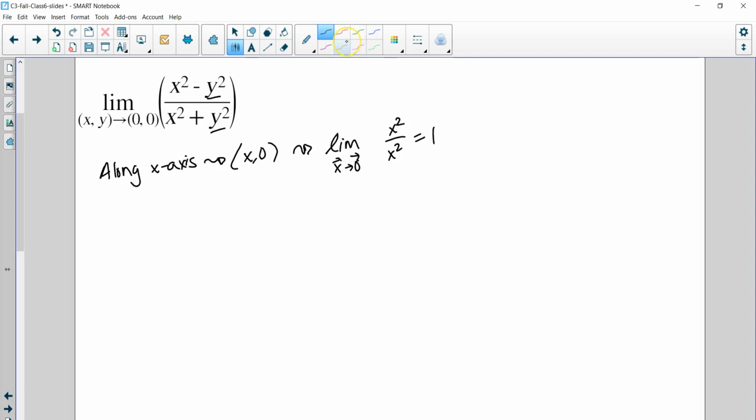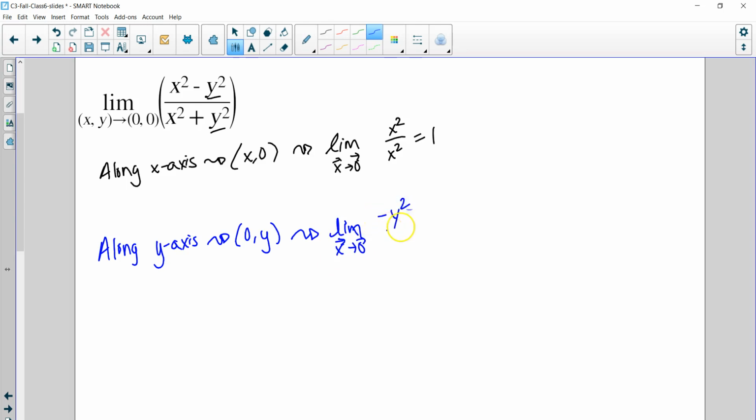Okay, so now that's fine. Let's see what we get along a different perspective. So let's look at another axis. So let's look along the y-axis. When I do this, the point should be of the form 0 comma y, and what I get as a result, limit vector x approaches the 0 vector, I think I get minus y squared over y squared, again because now the x's are 0. And so I end up with minus 1.